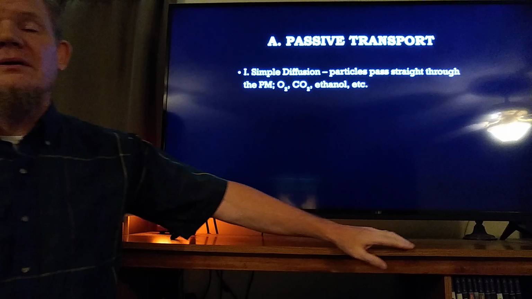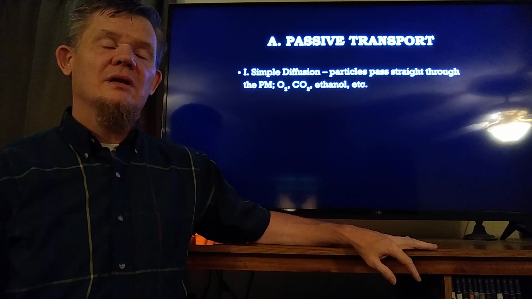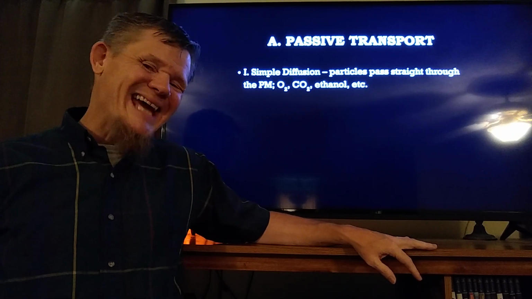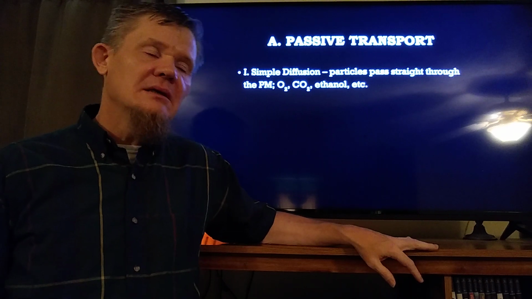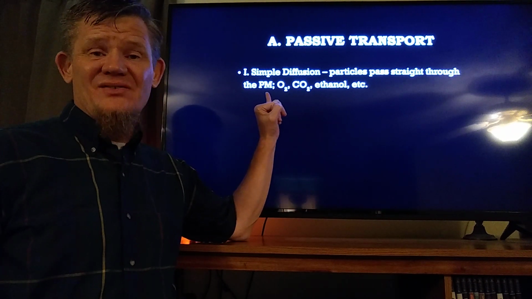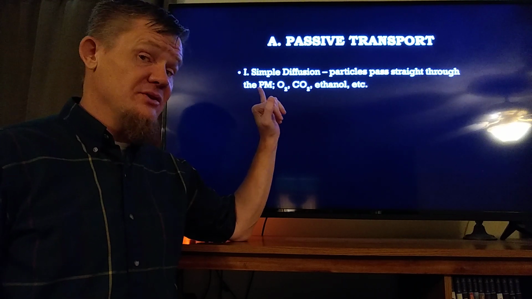Our first method of passive transport is just simple diffusion. Simple diffusion is for things that can go straight through the cell membrane. And remember, anywhere you see PM in my notes, it stands for plasma membrane. I usually say cell membrane just because it's easier to say.